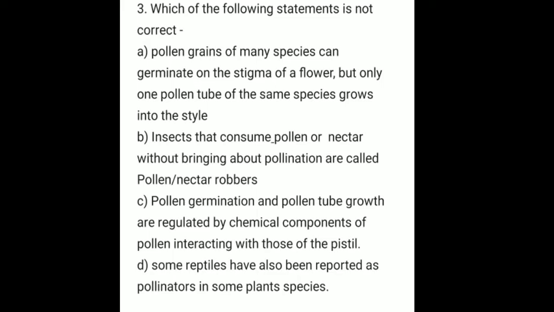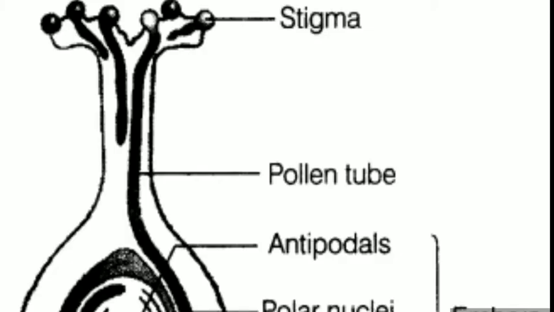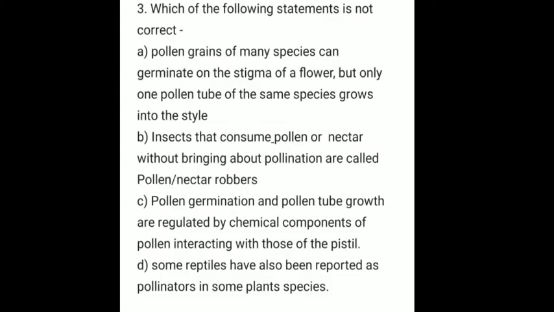Here the answer is option A. Pollen grains of many species can germinate on the stigma of a flower, but only one pollen tube of the same species grows into the style. Why is option A the answer? Because many species cannot occupy the pollen-pistil interaction.